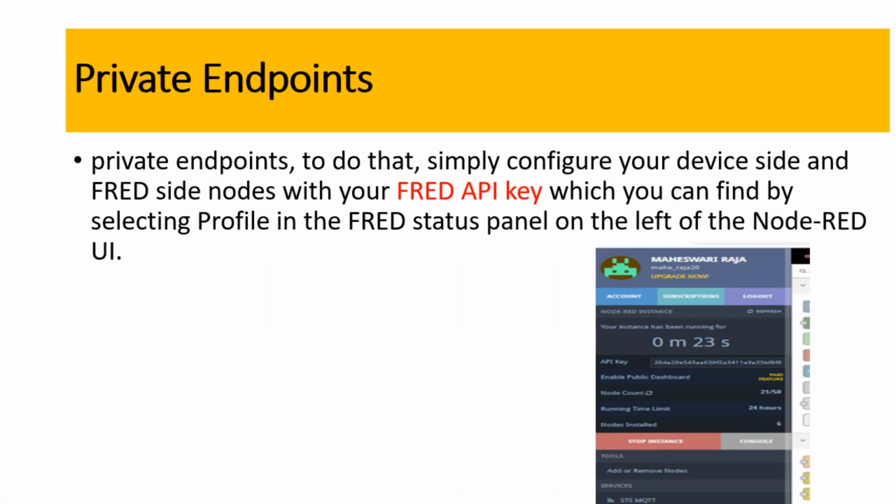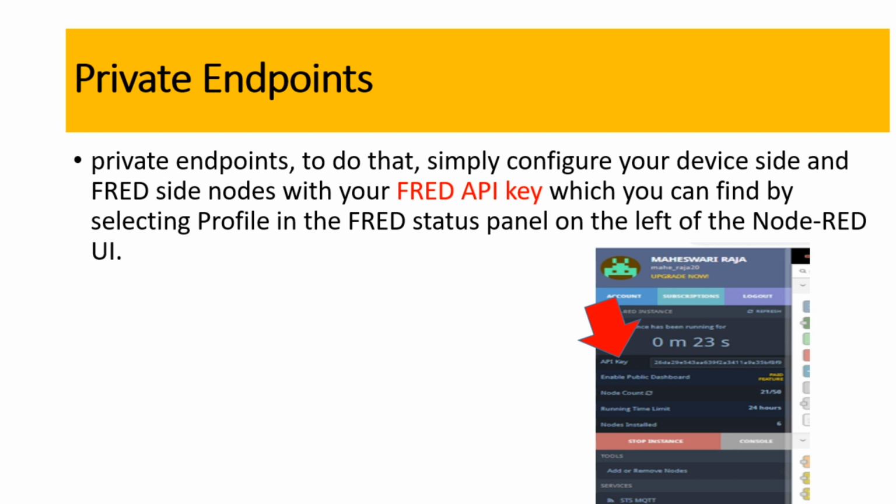So this is a private API. If you would like to ensure you are going to have private endpoints, then you could see an API key available in the FRED server. You have to copy this API key, then configure it in the private endpoint. If you are not selecting the private endpoint, by default it will be considered a public endpoint.